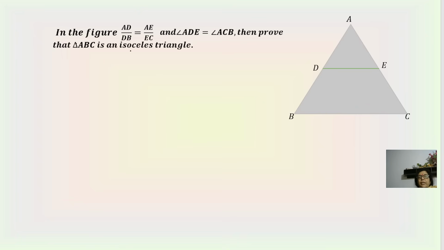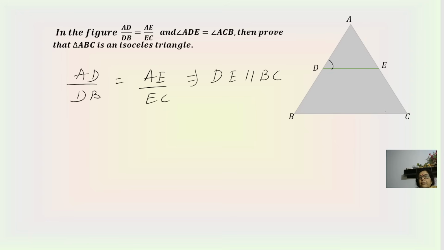Next question is, in the figure, AD by DB is equal to AE by EC. It's already given. So if we look at this, that means we can apply the converse and immediately state that this implies DE is parallel to BC. And we are also given that angle ADE is equal to angle ACB, this side. Prove that ABC is an isosceles triangle.